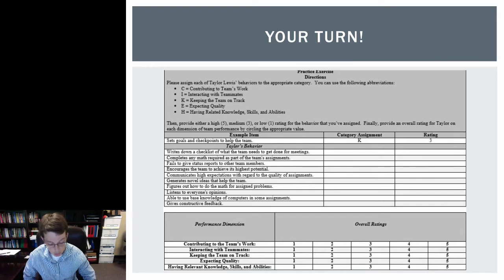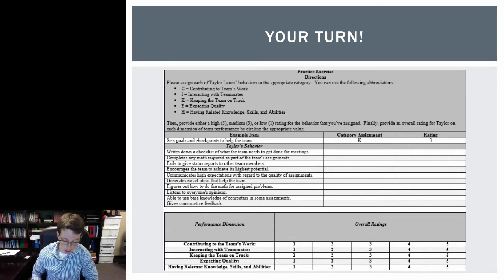Okay, so now that we've evaluated Robin Brown's performance, I'm going to let you practice on your own by rating another team member. You should have a copy of the sheet that provides a list of behaviors for another team member. This person is named Taylor Lewis. Imagine you're working with Taylor and you view these various behaviors. What you'll need to do is assign each behavior to one of the dimensions under the category assignment column. Then, rate each behavior by providing a rating of either a 1, 3, or 5 using the teamwork rating scale.